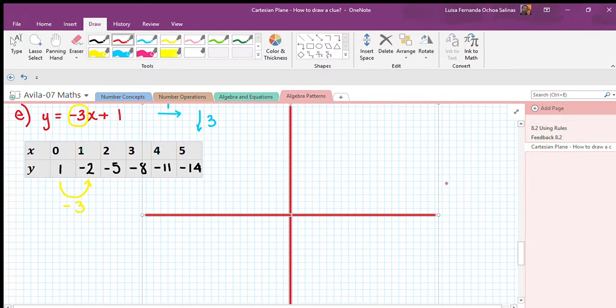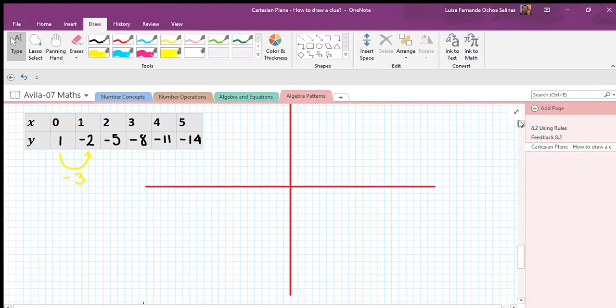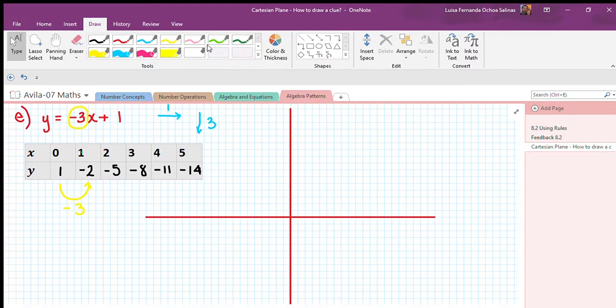Good. Okay. I have my Cartesian plane there. Again, we draw the arrows to say that this goes forever and ever. And our x-axis. Beautiful. This time, only to make it look a little bit more clear, I'm going to use a different scale in x than what we have in y.